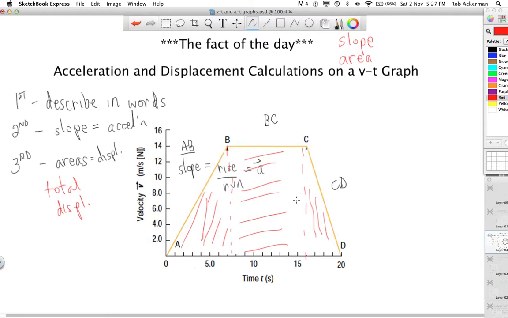So this would be a good exercise for you to try just to get used to using those facts of the day, the slope and area idea of a VT graph. And so at this point, let's just pause for a moment and think about these graphs. They're quite powerful in the sense that you can get pretty much all the information about an object right off of the graph. You can either read it directly, getting the velocity, or you can do a slope to get the acceleration, or you can do a displacement, an area calculation to get the displacement. That's why these graphs are the ones that you're going to see we use the most in this course.